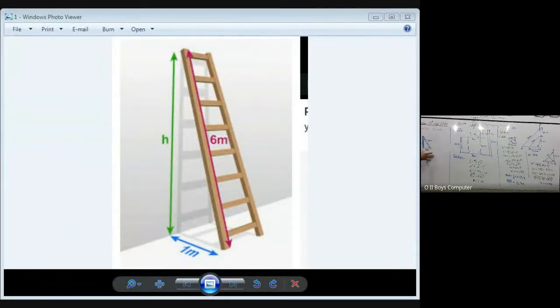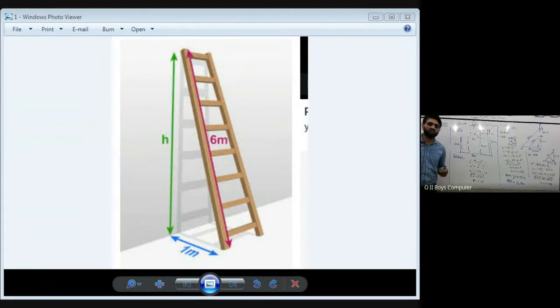I have drawn a picture in front of you, and this is the ladder. It has a length of 6 meters and it is reaching up a vertical wall, right? And the distance between the foot of the wall and the foot of the ladder is 1 meter, right? So these 3 things are making a right angle triangle.